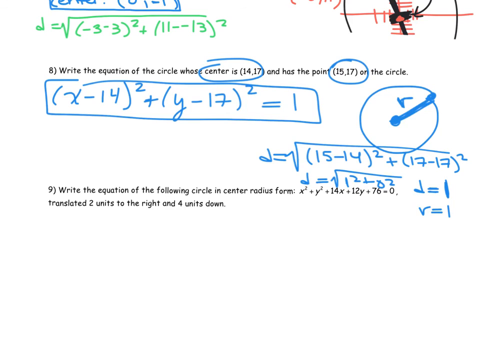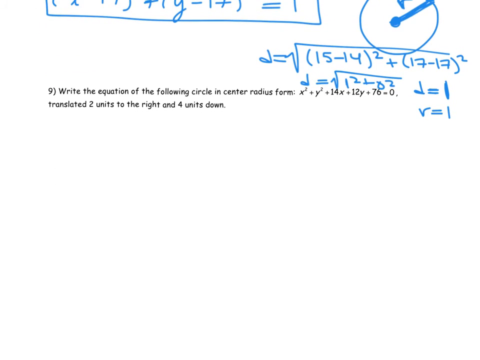Alrighty. Let's conclude with question 9, guys. You got to do this one. All right, stay with me. For question 9, we have to complete the square. All right. So let's set this up. Let's get this into a nice format. So we're given the following equation. We want to get this into center-radius form. And eventually it's going to be translated 2 units to the right and 4 units down.